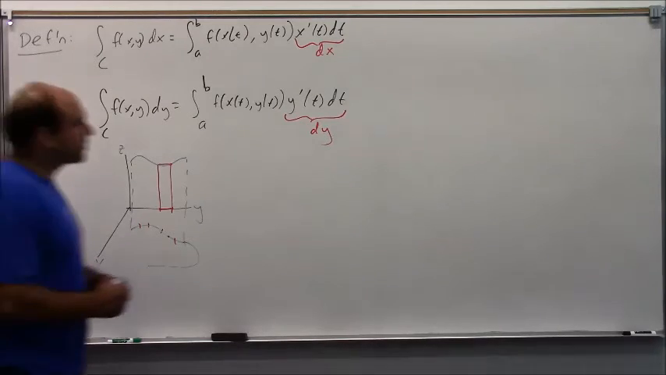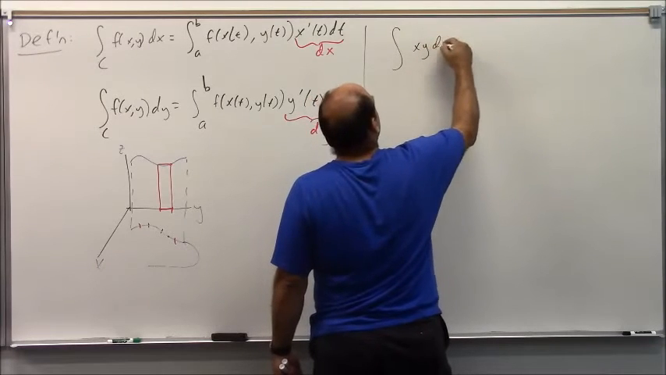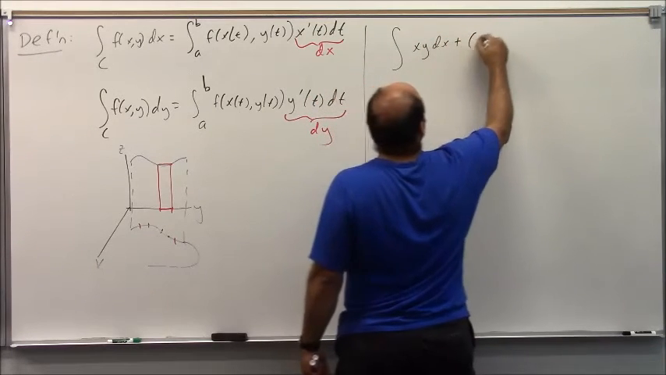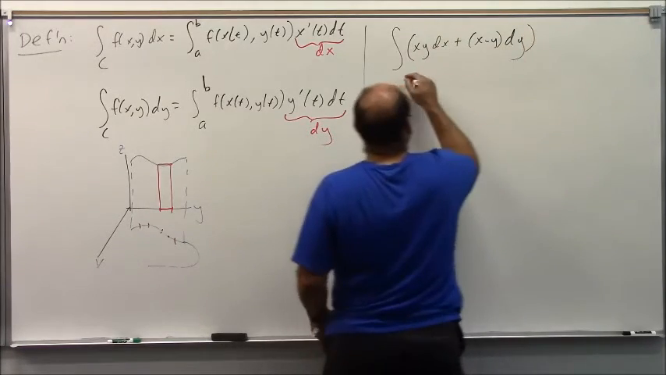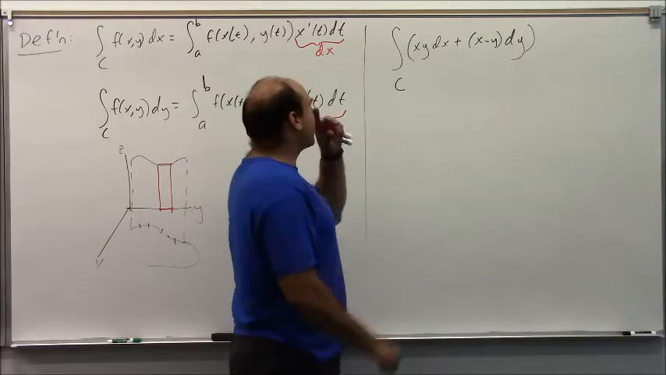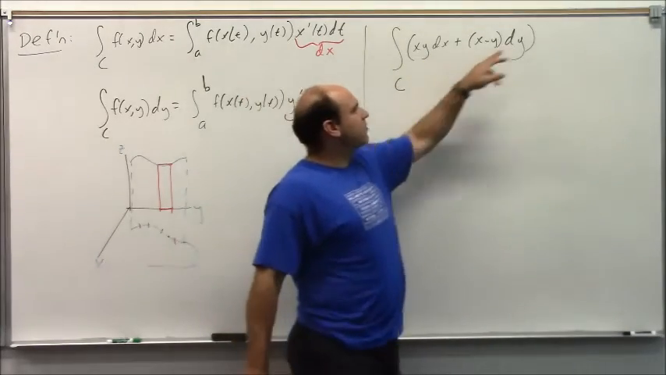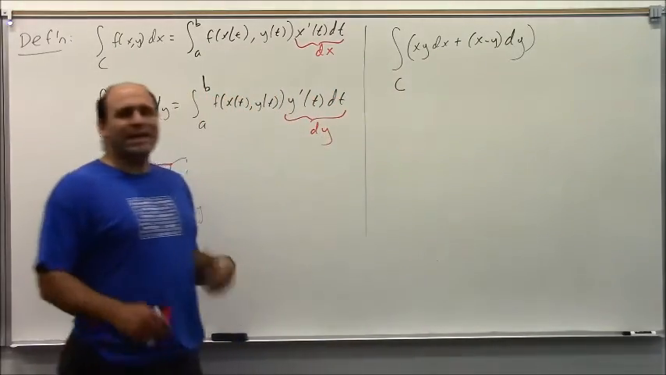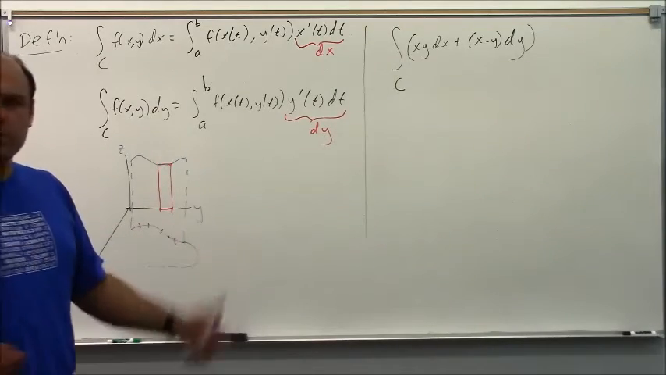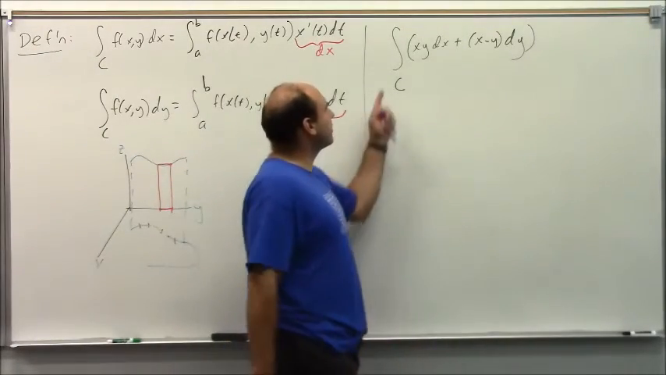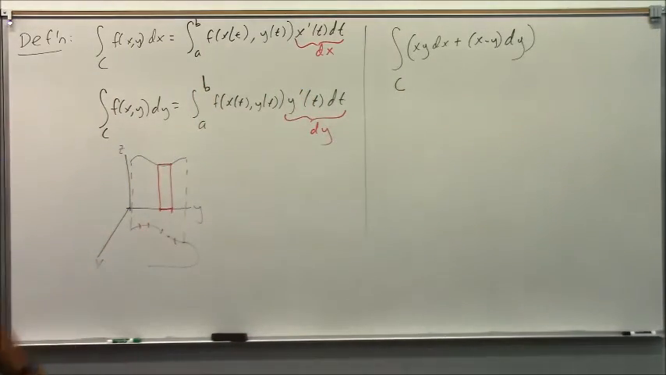Let's try an example of this kind of path integral. I'll do the path integral of xy dx plus x minus y dy over c. And I want to point out, this is sort of a standard shorthand notation. I'm using two different differentials, but just one integral sign. And that kind of violates the premise that I've set forth before, that the integral sign and the differential should act as opening and closing parentheses. But this is the standard convention. This is how these are written.